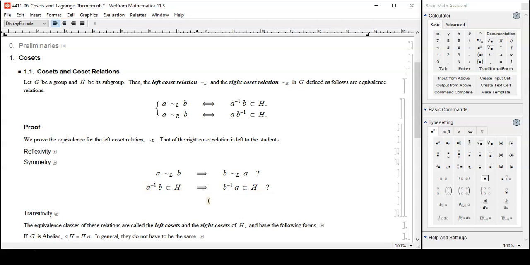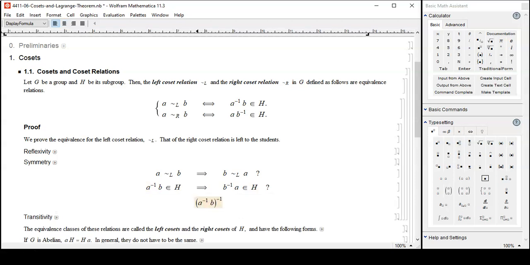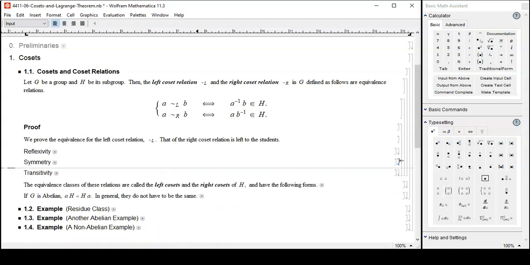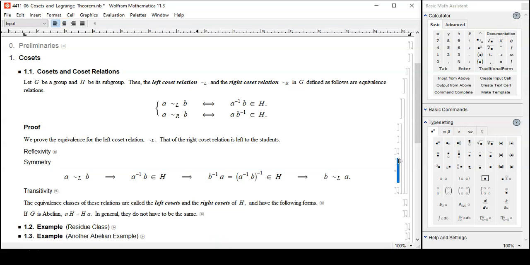Well, please make this observation. The inverse of A inverse B is actually B inverse A. Remember the inverse formula of a product? Distribute the inverse to each element, but in reverse order. So B inverse and A inverse and inverse again, we get A back. So the other element is actually the inverse of this, and H is a subgroup. So yes, it belongs to H as well. Okay, that was another one-liner.